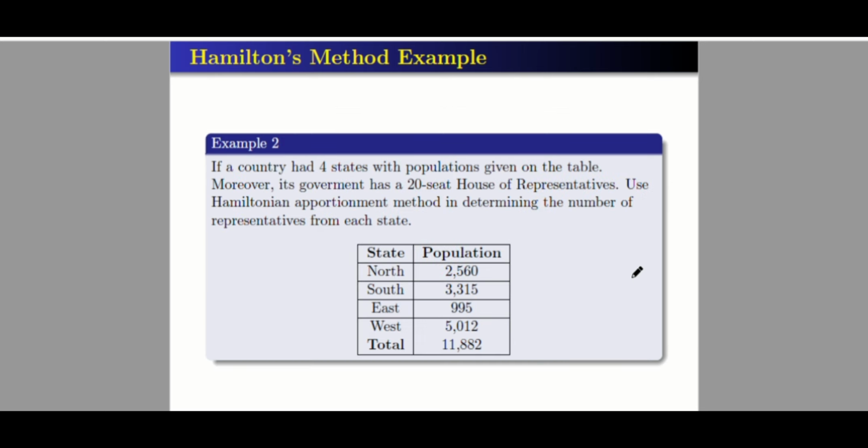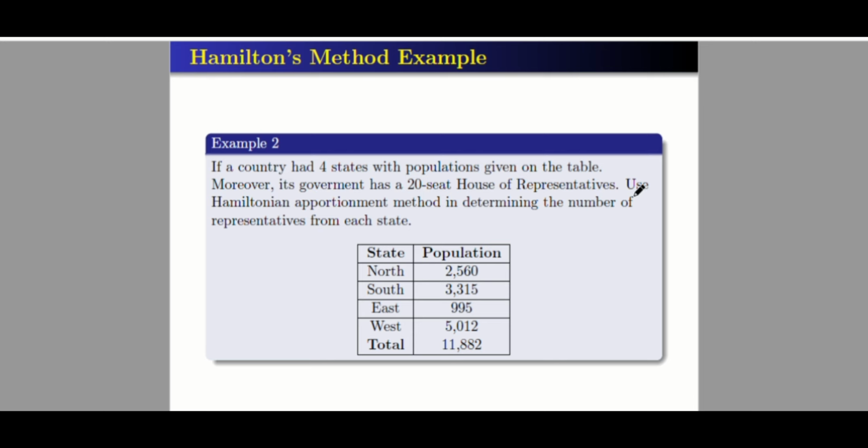Now let's go to example 2. If a country had 4 states with the populations given in the table, and its government had a 20-seat House of Representatives, use the Hamiltonian apportionment method in determining the number of representatives from each state. So we have now 4 states: the north, south, east, and west. And we will now use the apportionment.